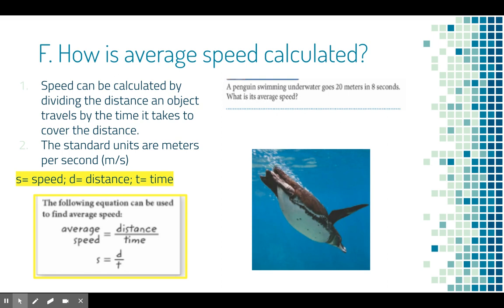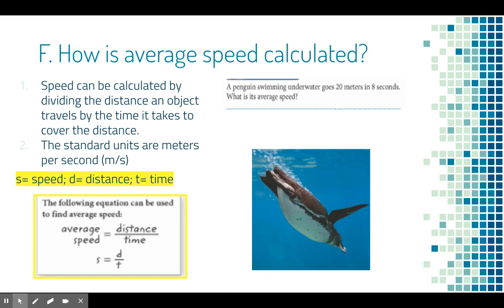So how do we calculate average speed? This is what our task is going to be when we're working on our stations tomorrow. Speed can be calculated by dividing the distance an object travels by the time it takes to cover that distance, and the standard units will be meters per second. The S stands for speed, the D stands for distance, and the T stands for time. The equation that we'll use, and make sure you write this on your note sheet, is average speed equals distance divided by time. You will always be able to use a calculator for this in science class.